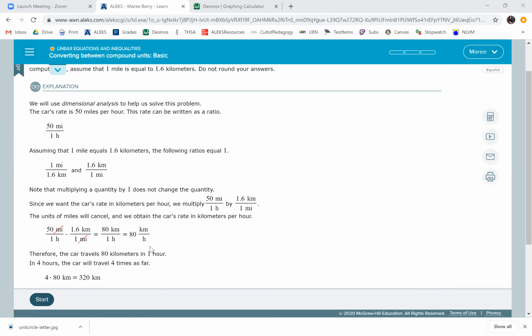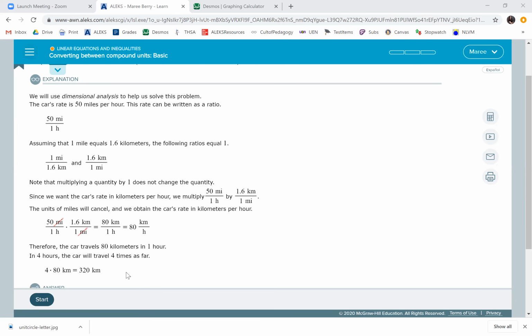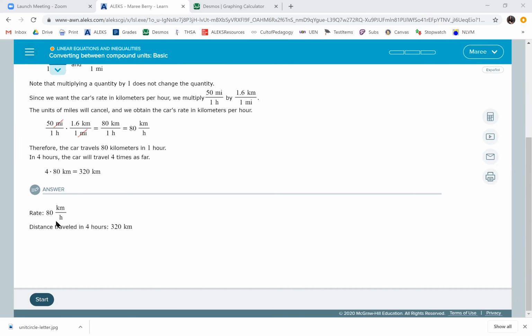It's 80 kilometers per hour. So that means every hour they're going 80 kilometers. And for 4 hours, you just do 4 times 80 and you have both questions answered.